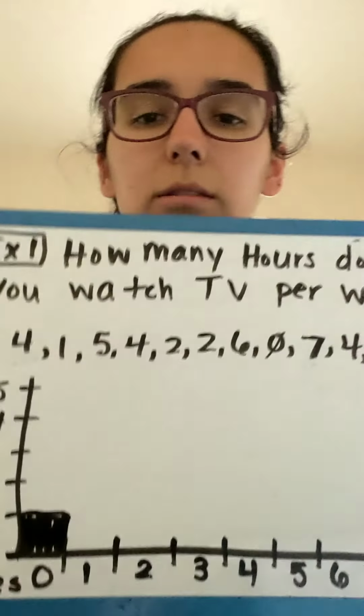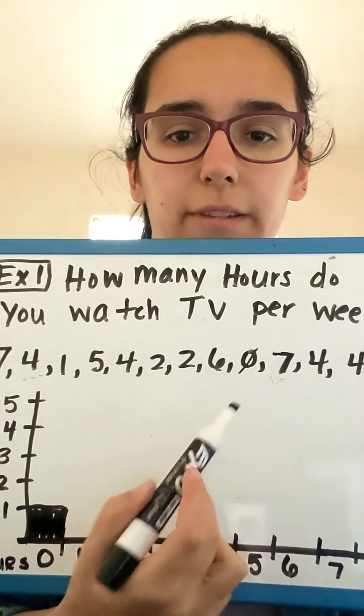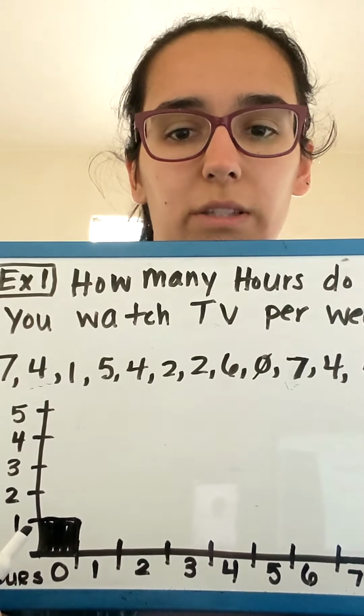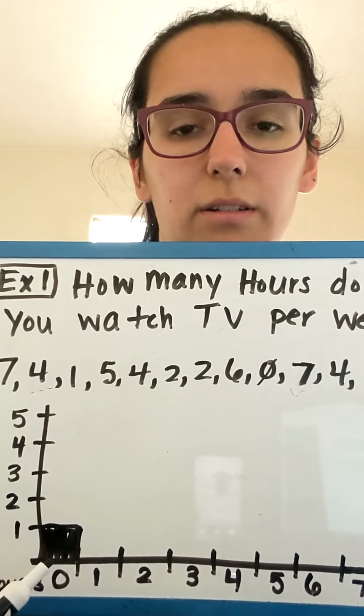Okay, so basically, if you're looking at your paper, then you'll see what I can see here. We just need to count how many students chose each number of hours, okay? So there's one student that chose 0 hours. They don't watch TV. So we can cross off that 0 in our data set, and we put a small bar right here, okay? So you see how I did that? I crossed off this 0, and only one student chose 0 as their answer.